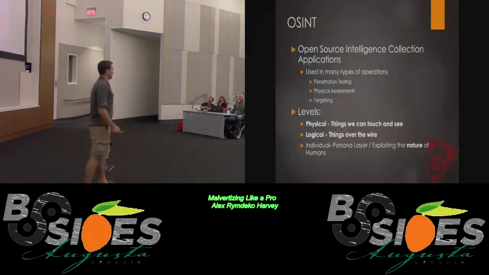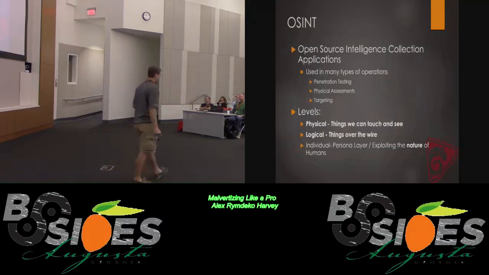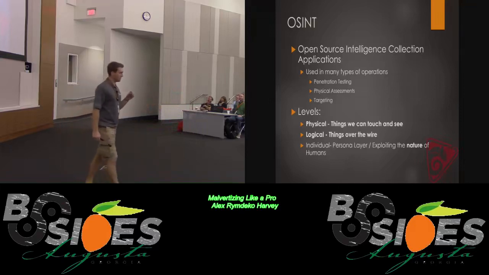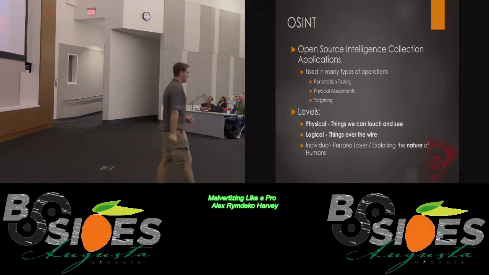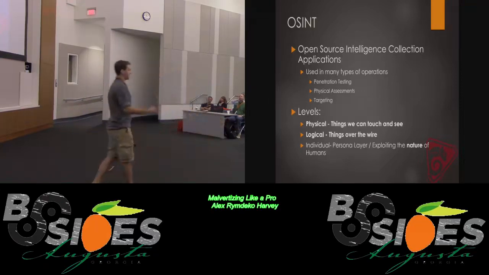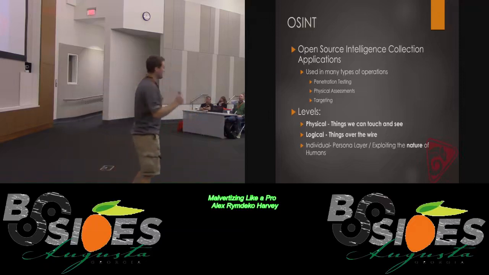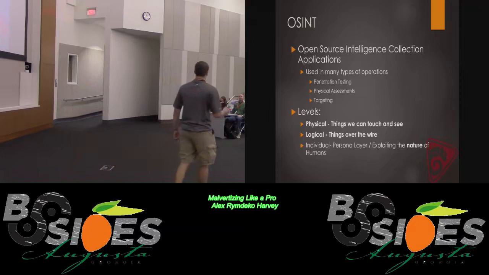So let's talk a little bit about that OSINT. A lot of you do know what OSINT is. I'm not trying to reteach something that's simple. But at the same time, the three important things we really want to mark on here are the levels: the physical, logical, and the individual persona layer. And the most important thing here is that we're linking physical to the logical layer. We're linking computers to people possibly, and also the physical locations.